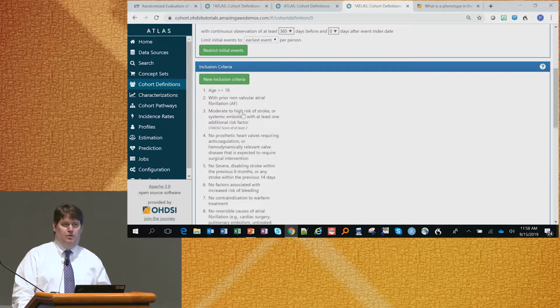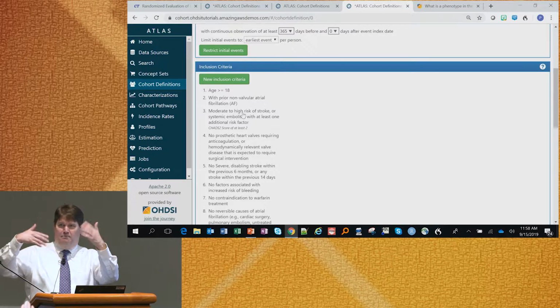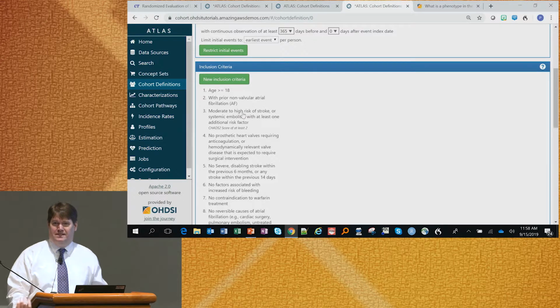What we'd rather have is more of a curated cohort definition repository that basically lets you go in, navigate, browse, and then import into your own instance. But this is how you do it.